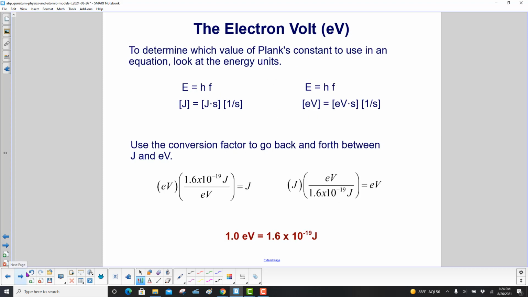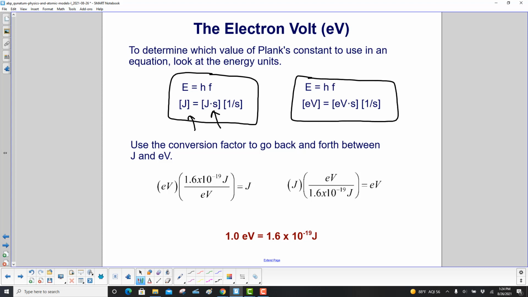To determine which value of Planck's constant to use in an equation, look at the energy units. If you're using E equals hf and you have your energy in joules, use the Planck's constant with joule seconds. And if you have eV, you use the one with eV seconds. Use the conversion factor to go back and forth between joules and electron volts. So if you have an electron volt, multiply it by 1.6 times 10 to the minus 19th joules over 1 electron volt, and that'll give you your answer in joules. If you have joules, to convert to electron volts, you divide by 1.6 times 10 to the minus 19th. And again, just to remind you, 1 electron volt is 1.6 times 10 to the minus 19th joules.